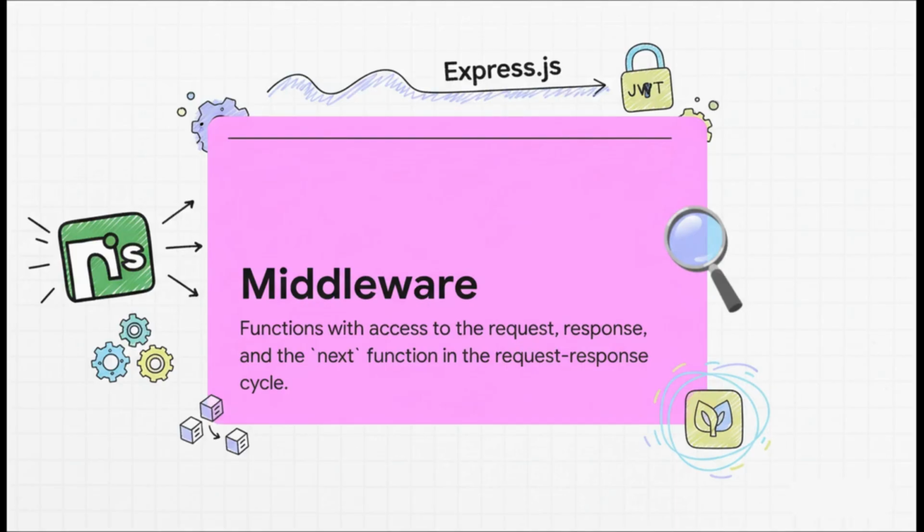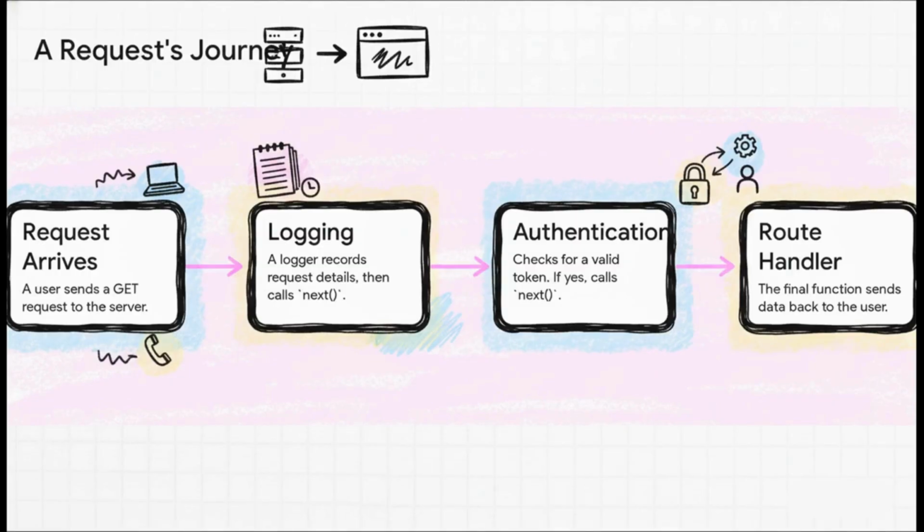It's like a pass that tells the request, okay, you're good here, you can move on to the next station on the line. So let's trace a request's journey. Okay, boom, it arrives at your server. First stop, a logging middleware. Its only job is to record what was asked for, and then it calls next.